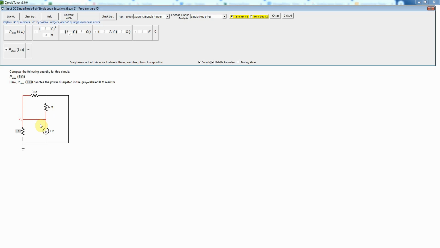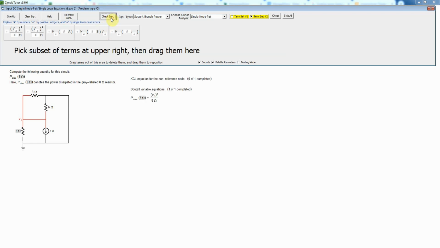Okay, so here, let's see, I want the power there. So I think the easiest thing would probably be to, not any of these terms, but I think I'm going to go over here and pick V1 squared over that resistor. So remember the N stands for integers, and so that would be the node voltage index here. And then this would be divided by 8 ohms, and that would be the correct equation for the power dissipated in that resistor in terms of V1.